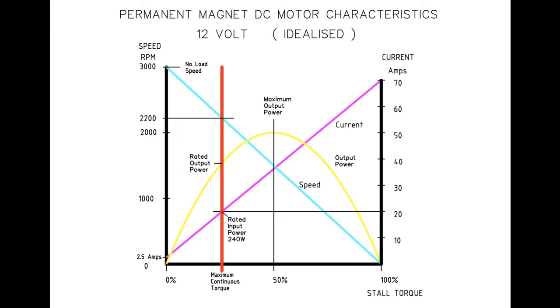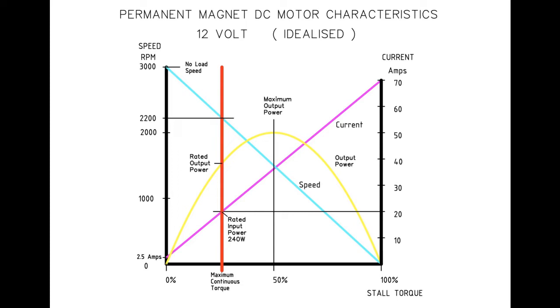The heating doesn't just increase linearly with current, it increases greatly, because heating depends on I squared R. How soon a temperature would rise to a dangerous level would depend upon other factors: starting temperature, motor thermal inertia, cooling, etc. The red line defines the rated continuous running condition. For the motor shown, rated electrical input power occurs at 12 volts times 20 amps, that's 240 watts.